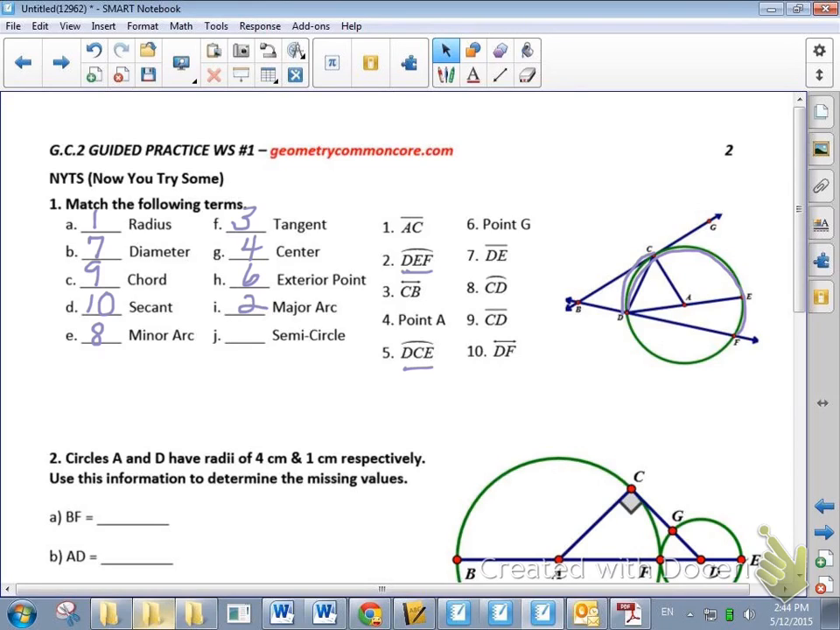Okay, if we had said DCE, notice that makes half a circle. So that is going to be a semicircle. All right, so DCE is the semicircle.